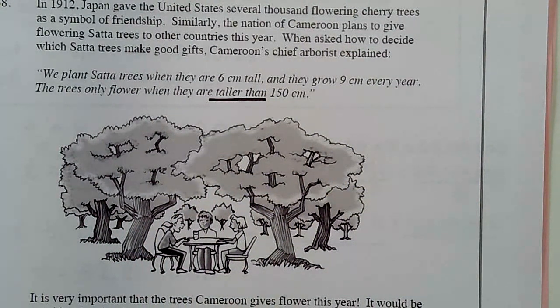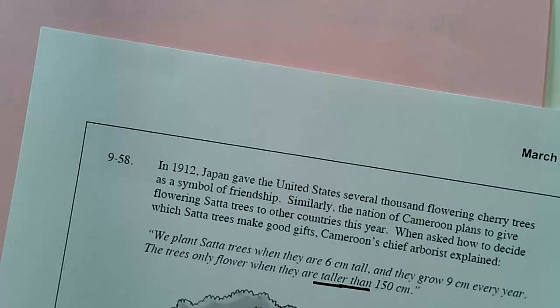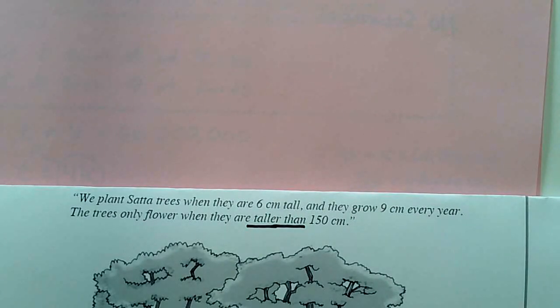Let me grab my sheet here. So we're looking at 958. Why don't you go ahead and pause the video here, try it, and then we'll compare in a second. We plant sada trees when they are 6 centimeters tall and they grow 9 centimeters per year. The trees only flower when they are taller than 150 centimeters.